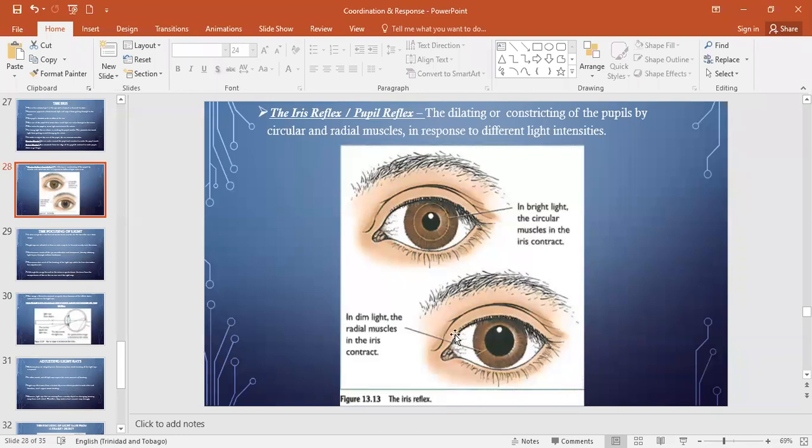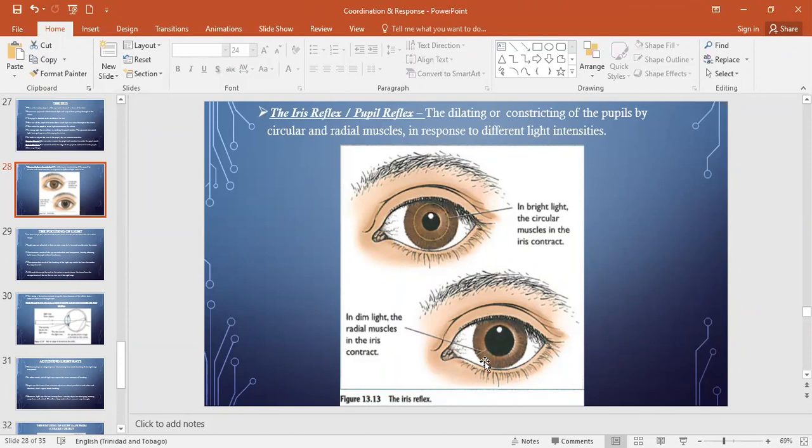All right. When you are faced with bright light, as when the doctor or an optometrist is giving you an eye exam, they will flash bright light in your eyes. What is happening at that point is that your circular muscles here will contract. When they contract, they make the pupil smaller to allow less light to enter, because the light is bright.